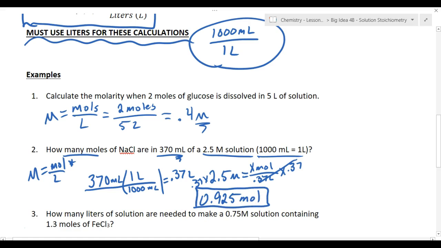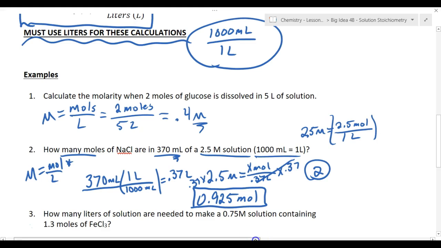Another way to do these, and I'm going to show you guys this because it's going to be very important later on, and this might be a less confusing method, is using molarity as a conversion factor. So if you want to use it as a conversion factor, 2.5 molarity is the same thing as 2.5 moles for every 1 liter. So we end up using this as our conversion factor for it. It's very easy to use it like that.